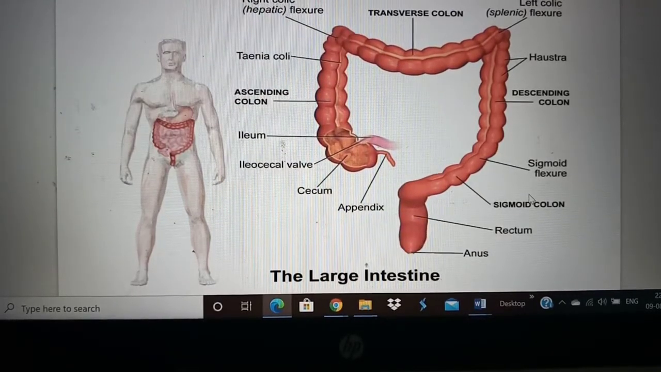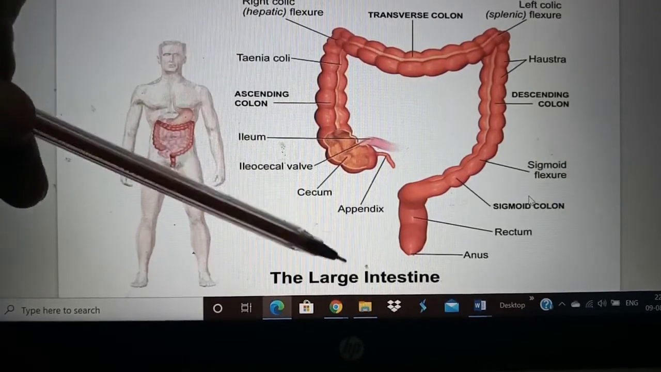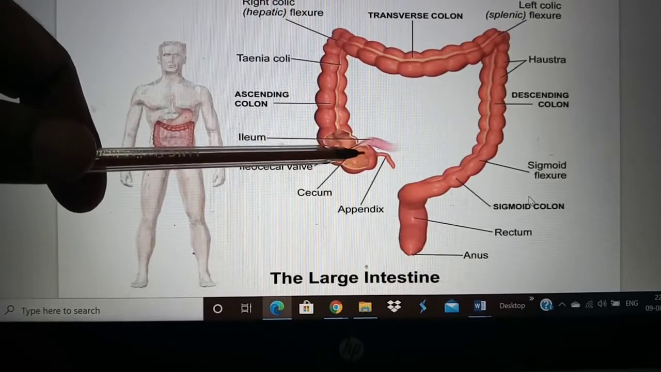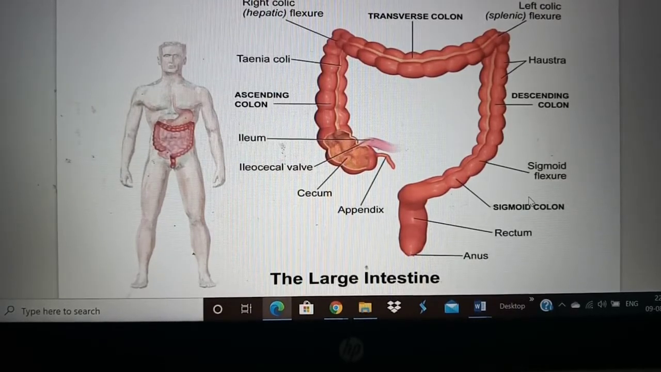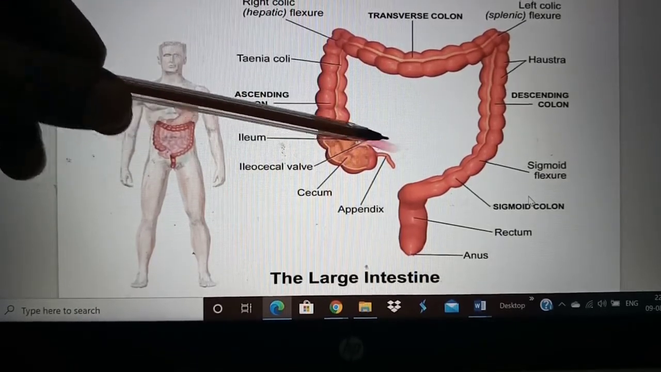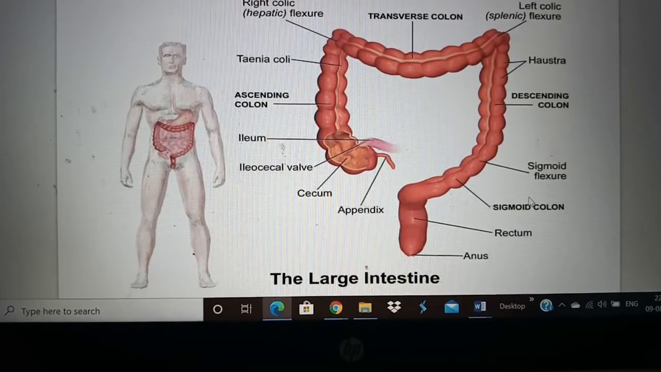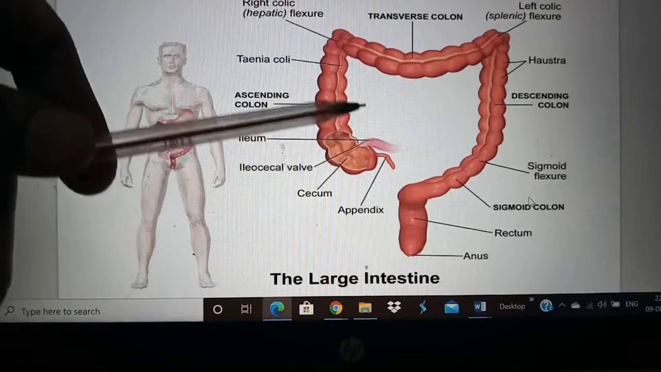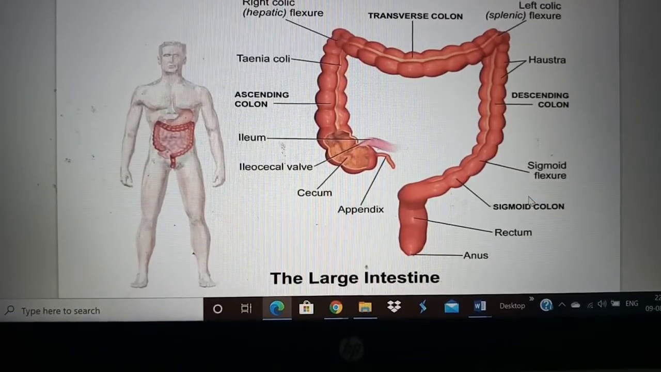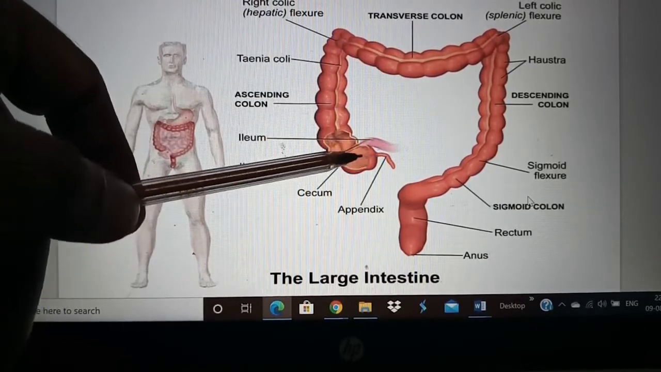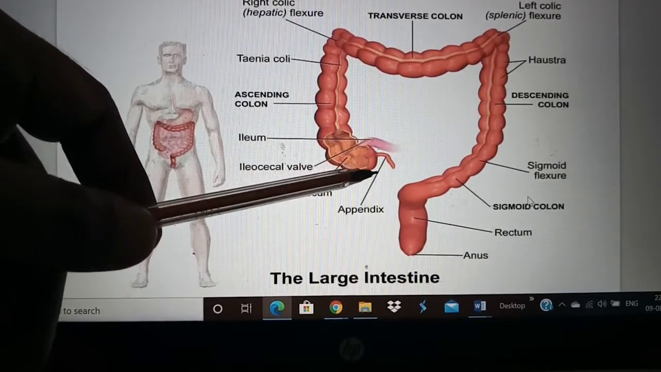Now the opening from the ileum into the large intestine is guarded by a fold of mucous membrane called the ileocecal valve or the ileocecal sphincter. This allows the materials from the small intestine to pass into the large intestine. Hanging inferior to the ileocecal valve is the cecum. This is a blind pouch about 6 centimeters long. Attached to the cecum is a twisted coiled tube measuring about 8 centimeters in length called the appendix.